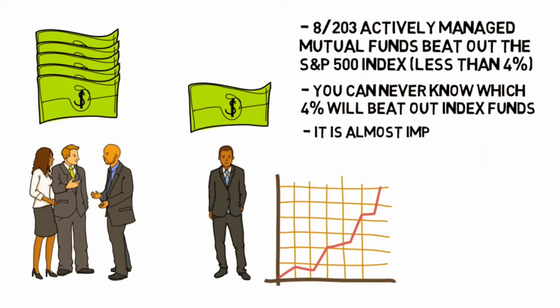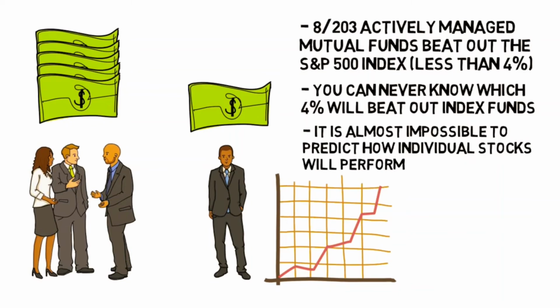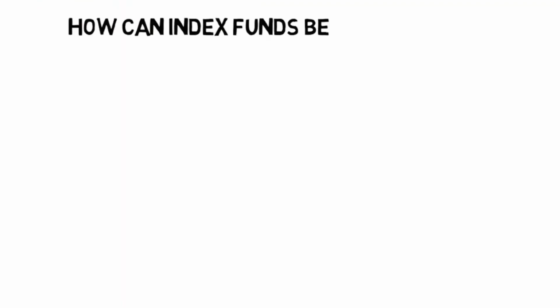Contrary to popular belief, it is almost impossible to accurately predict how individual stocks will do, and specifically how the market will perform, which is why index funds do so well long-term in comparison. As the multi-billionaire investor Warren Buffett once said, the only value of stock forecasters is to make fortune tellers look good. So how can index funds be so profitable?